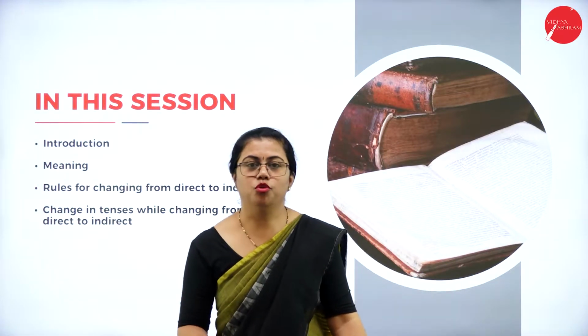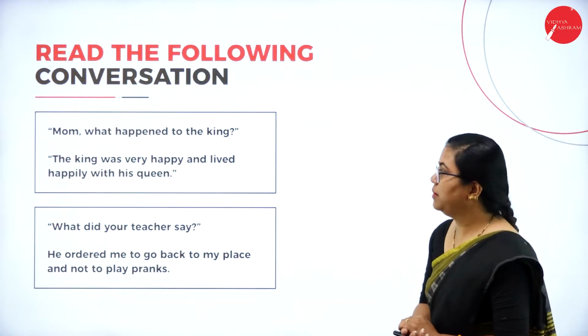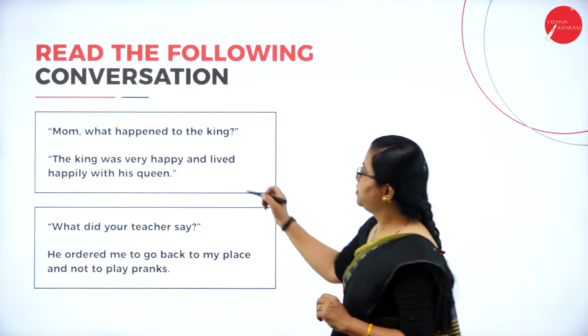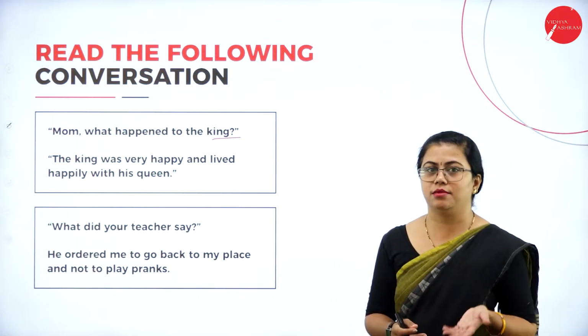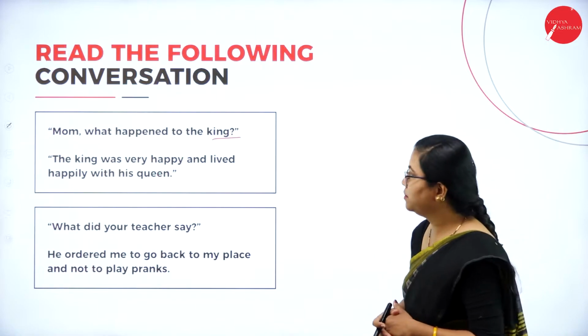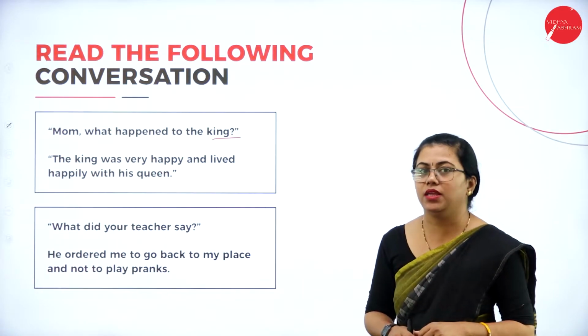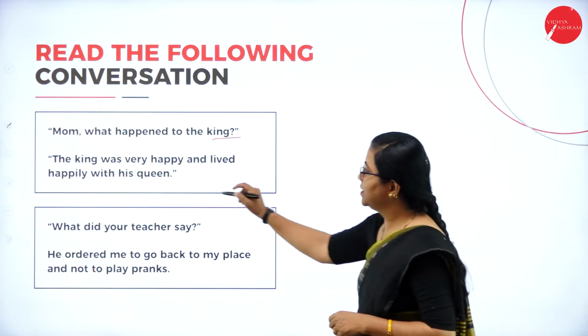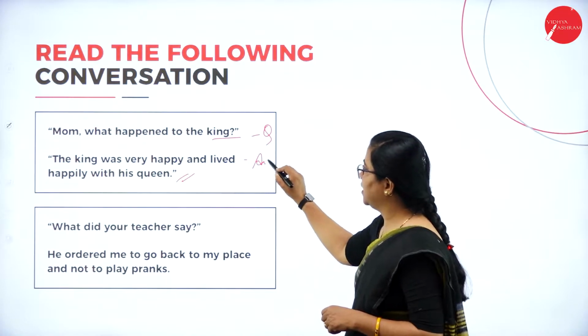So let us now move into the introduction. Here you can read a conversation between two people. The first person says, "Mom, what happened to the king?" Probably a child is asking her mom about some story. "The king was very happy and lived happily with his queen." So mom is replying here. So there is a question here, there is an answer here.